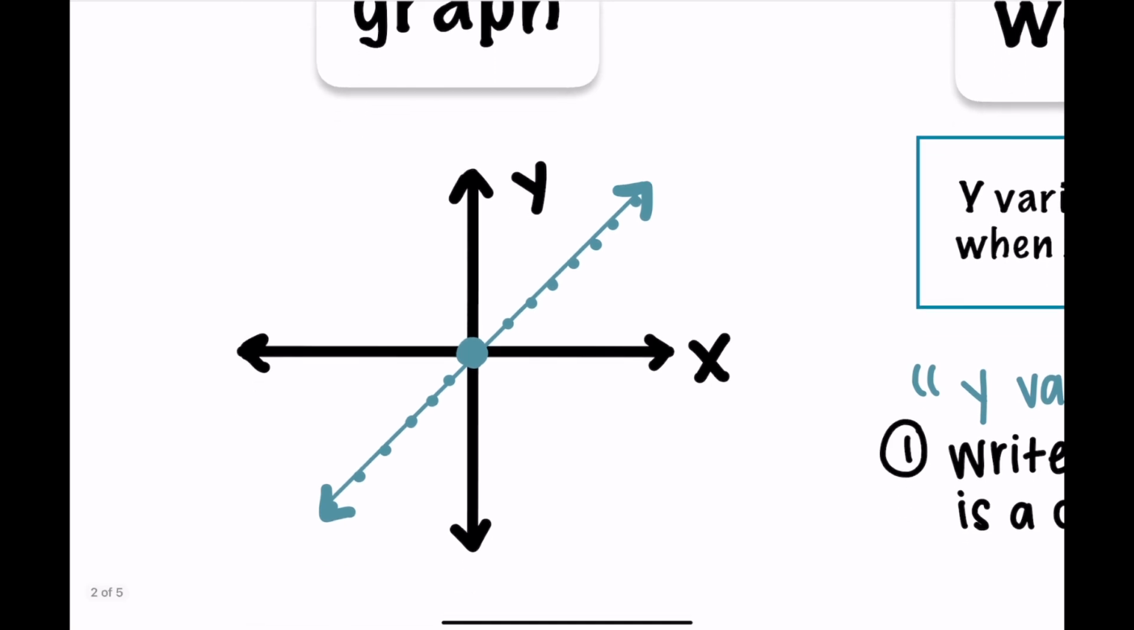This example is a graph that has a positive slope going through the origin, but it could be a lot steeper than this. It could be a negative slope, so it could look like this, or it could be a really slow slope, as long as it goes through the origin. As long as it's a straight line going through the origin, that's a direct variation.